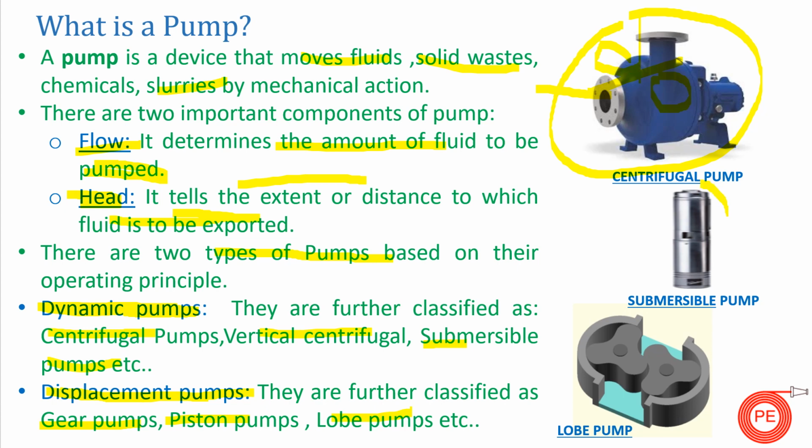This is your submersible pump. In this pump, our motor and impeller both are enclosed in this spherical casing, and this casing is completely submerged in water, hence its name is submersible pump. Next, this is your lobe pump. These are lobes, and the fluid is pumped with the help of these lobes. So this is a positive displacement pump.